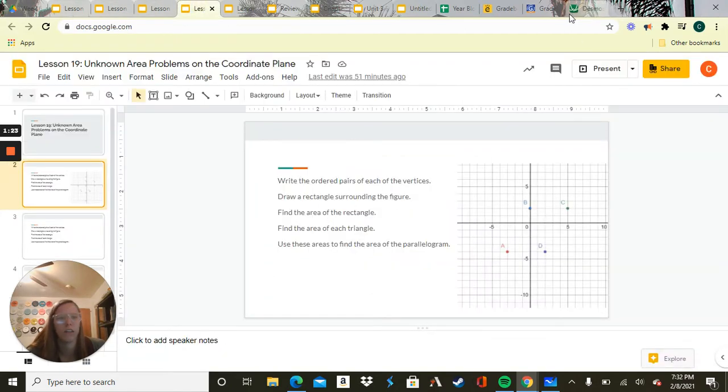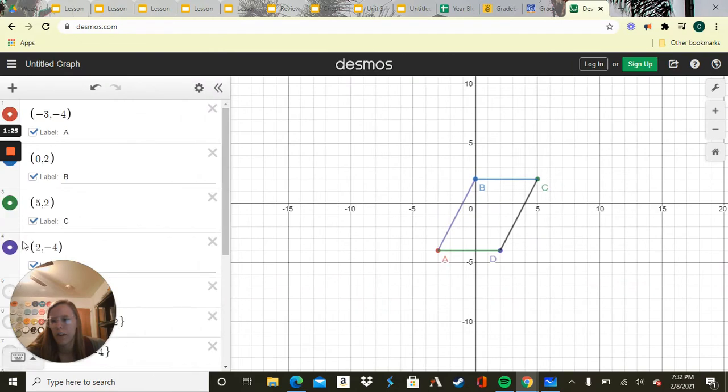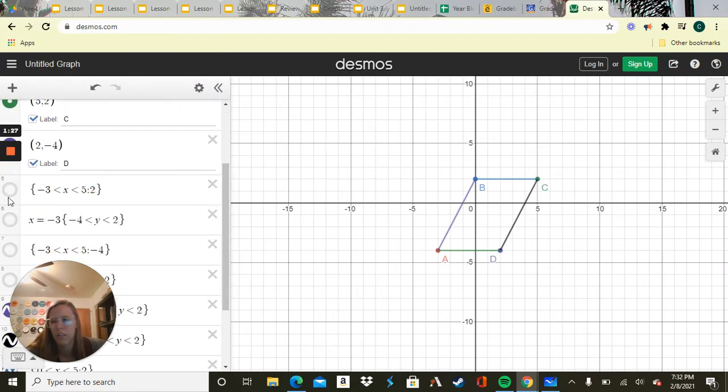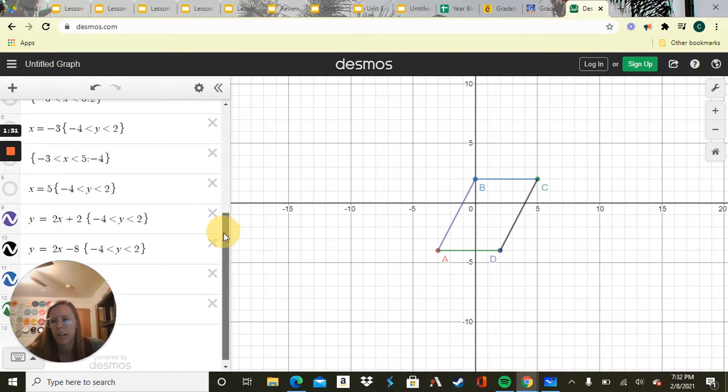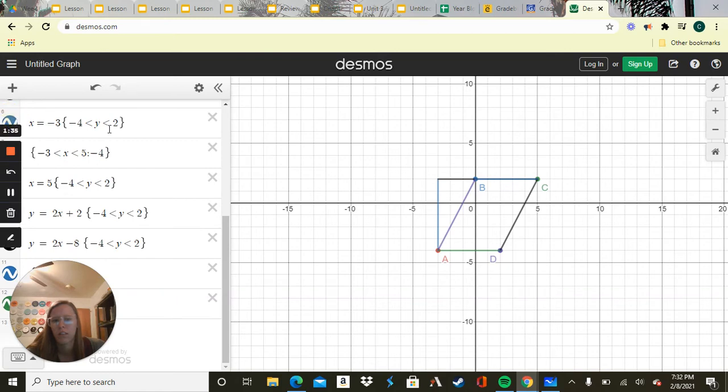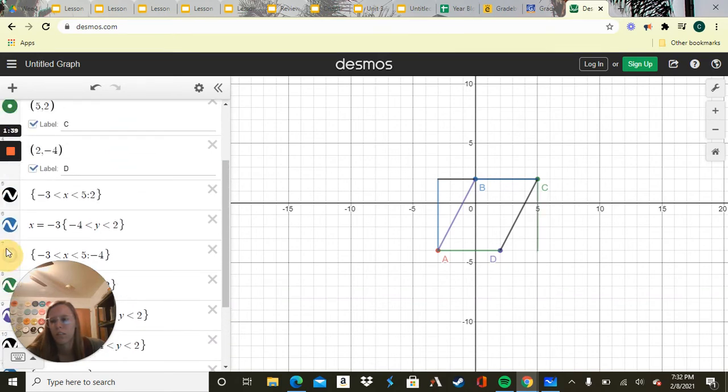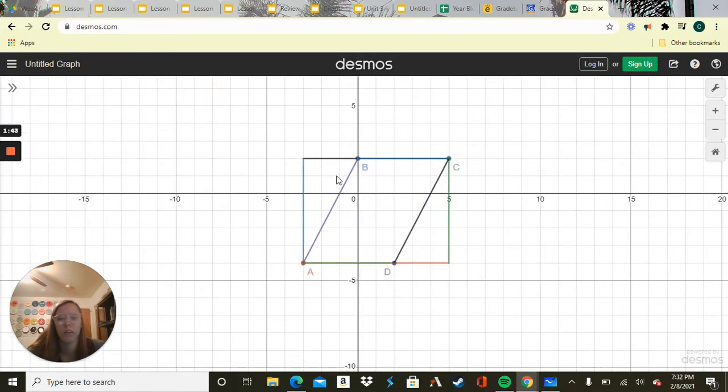So draw a rectangle surrounding the figure. So what we're going to do is, maybe we're going to do that. I need to add my little circles here. There we go. So we have a rectangle surrounding the parallelogram. Okay. So let's find the top. How many units across is the top?